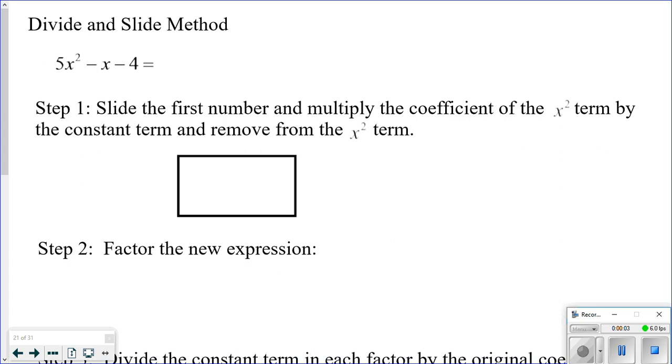We are going to learn another method on how to factor these questions when we have a leading coefficient and we cannot pull out a GCF. So this is called divide and slide. Really, we slide, divide, and then slide again. But this is on your note sheet.